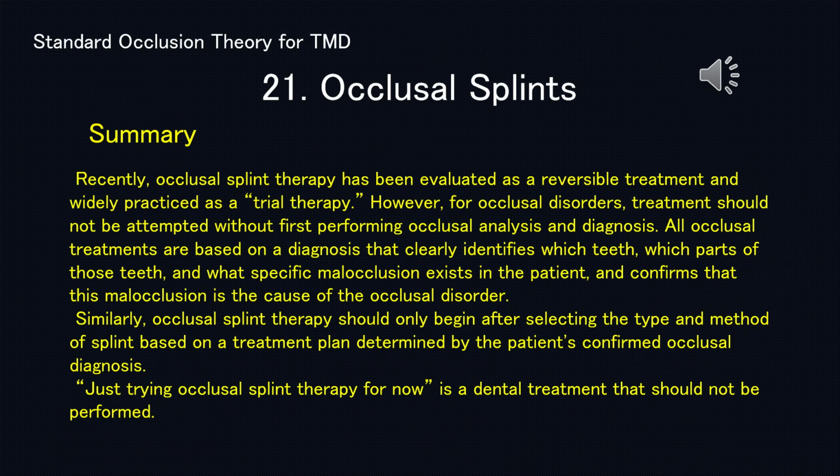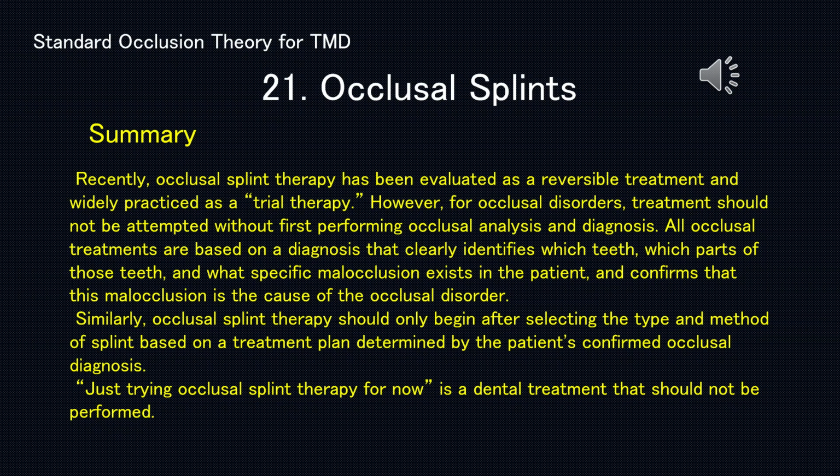Summary. Recently, occlusal splint therapy has been evaluated as a reversible treatment and widely practiced as a trial therapy. However, for occlusal disorders, treatment should not be attempted without first performing occlusal analysis and diagnosis. All occlusal treatments are based on a diagnosis that clearly identifies which teeth, which parts of those teeth, and what specific malocclusion exists in the patient, and confirms that this malocclusion is the cause of the occlusal disorder.